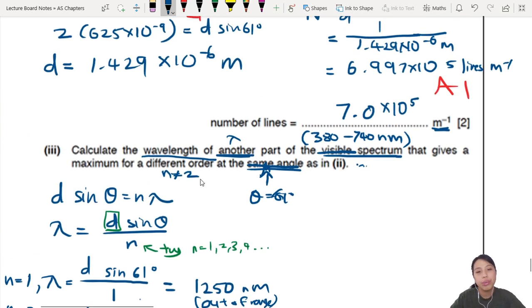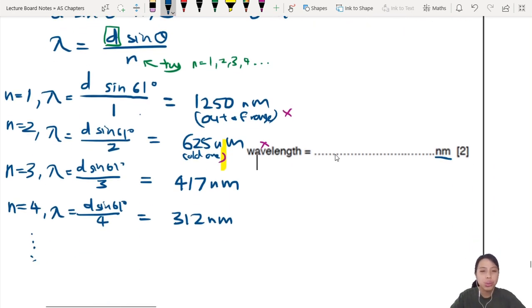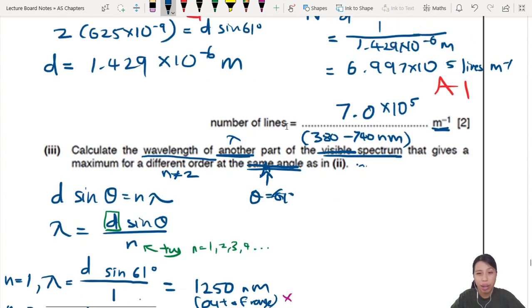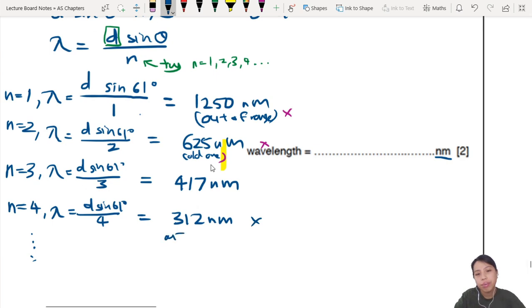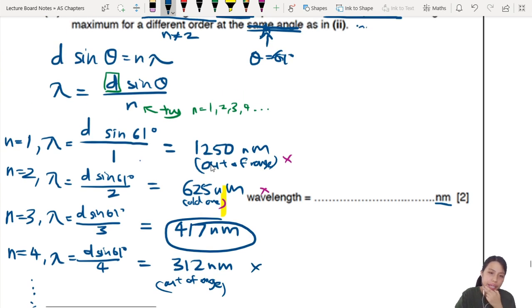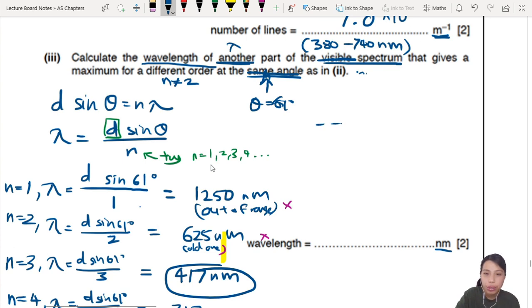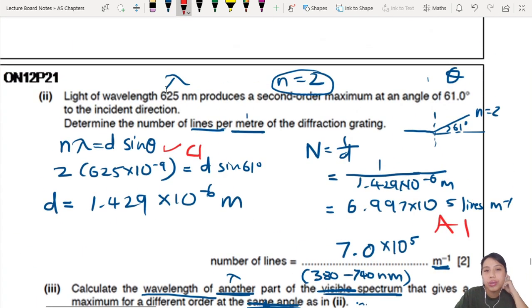417, is it within range of the visible spectrum? 380 to 740, yes. So okay, maybe. 312 is a little too short, so maybe in the ultraviolet range already. This one is also out of range. So the best candidate will be this one. So it's telling us that this is what color? Blue light. If we draw the diffraction grating, this blue light is the third order with an angle of 61 degrees.